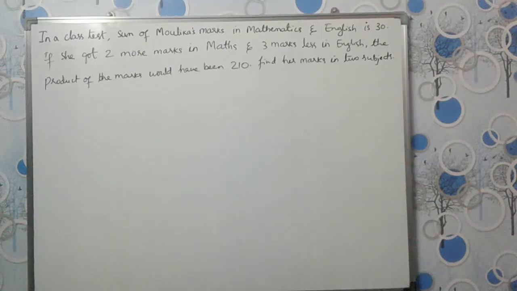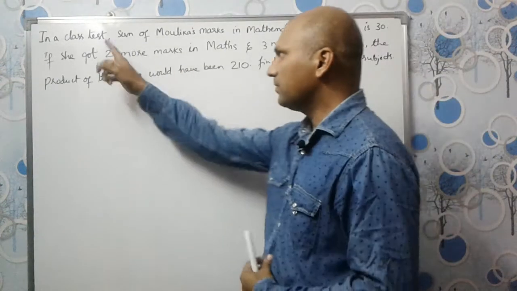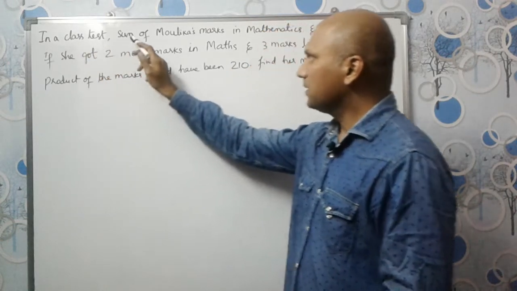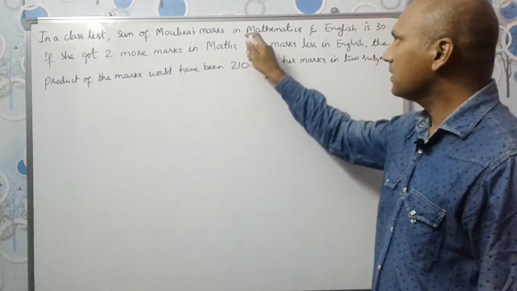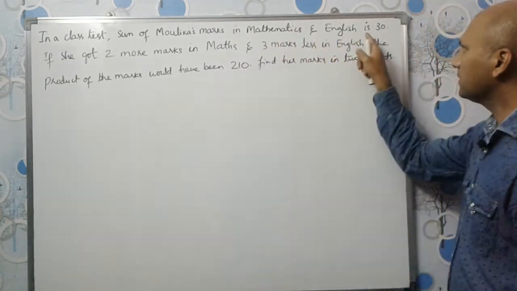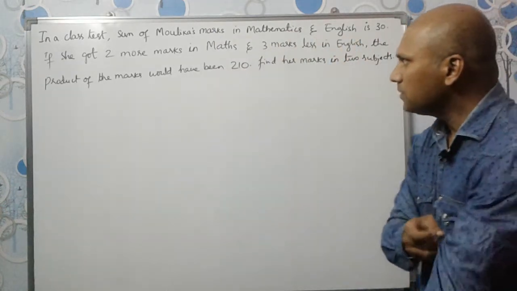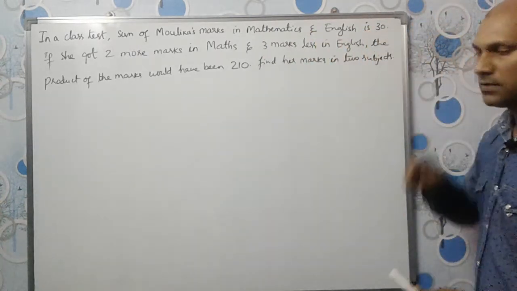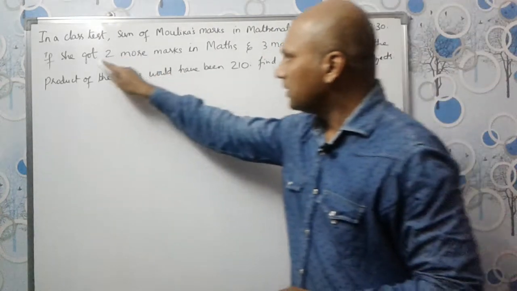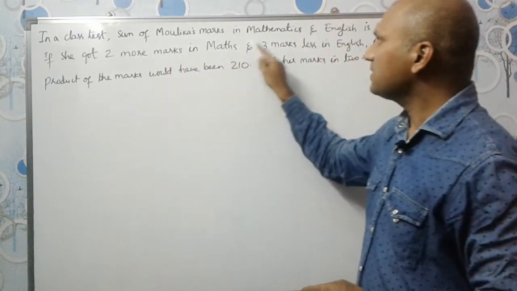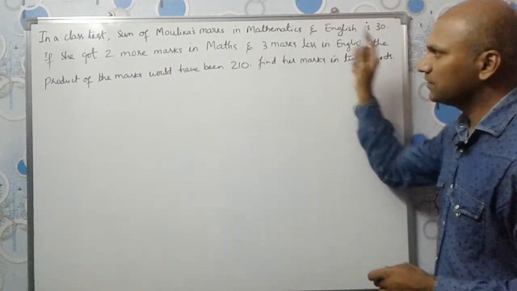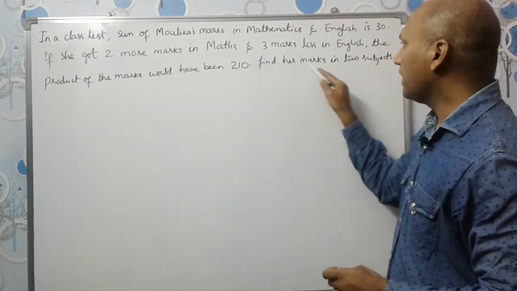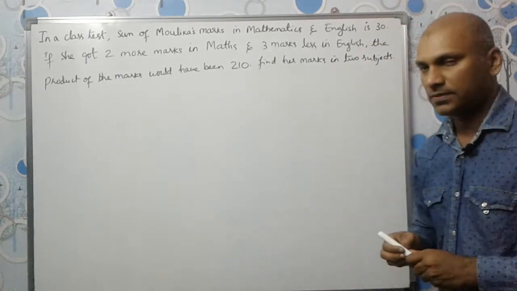Hello students, in this video we are going to solve this problem from quadratic equations. In a class test, the sum of Maulika's marks in maths and English is 30. So, maths marks plus English marks is 30. If she got 2 more marks in maths and 3 less in English, the product of the marks would have been 210. Find her marks in 2 subjects.